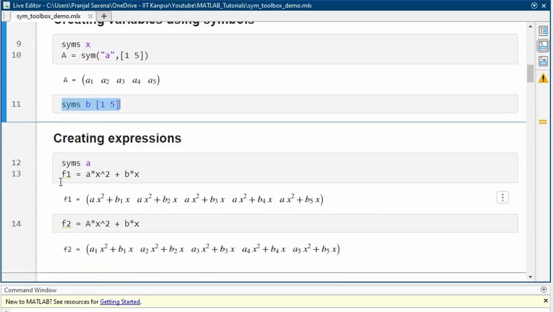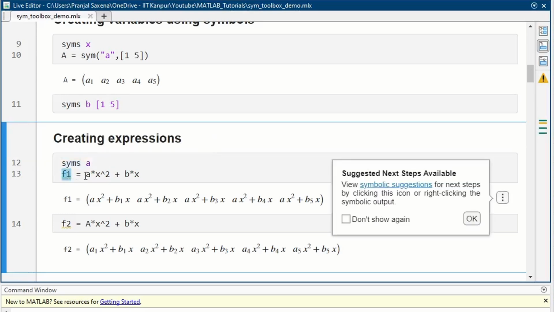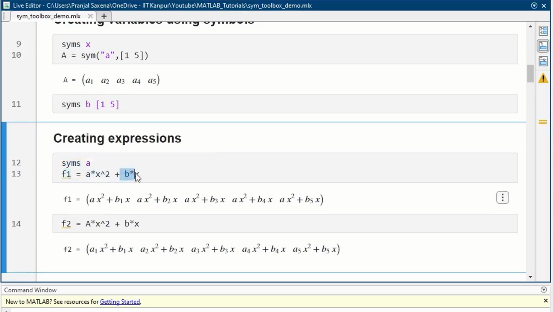Now, we want to multiply these variables to get something else. Then I define a small variable syms a with no subscript. And now I create one function which is a times x squared plus b times x. Now a is only a single variable while b has 5 components as described above. So f1 will have 5 components, as you can see, ax squared plus b1x, ax squared plus b2x, ax squared plus b3x, ax squared plus b4x, ax squared plus b5x.